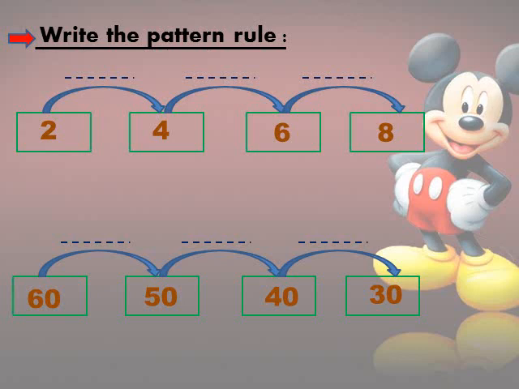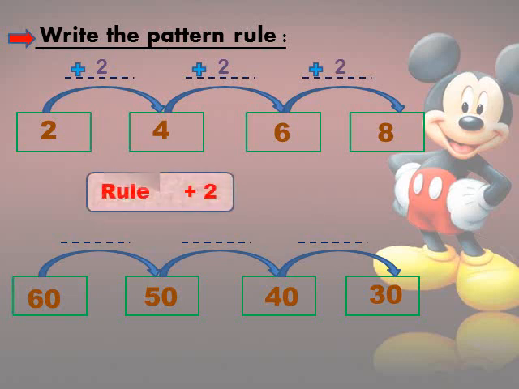At the first one here we have 2, 4, 6, 8. Getting bigger numbers. So how many steps? Let's count. Getting bigger numbers means plus. From 2 to 4, how many steps? 2 steps. Then from 4 to 6, how many steps? Yes, 2 steps. So I'm going to move each time 2 steps forward. Then my rule is going to be plus 2.